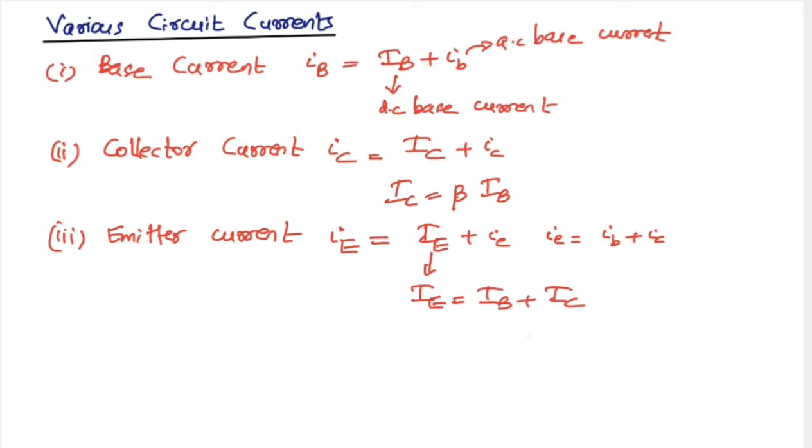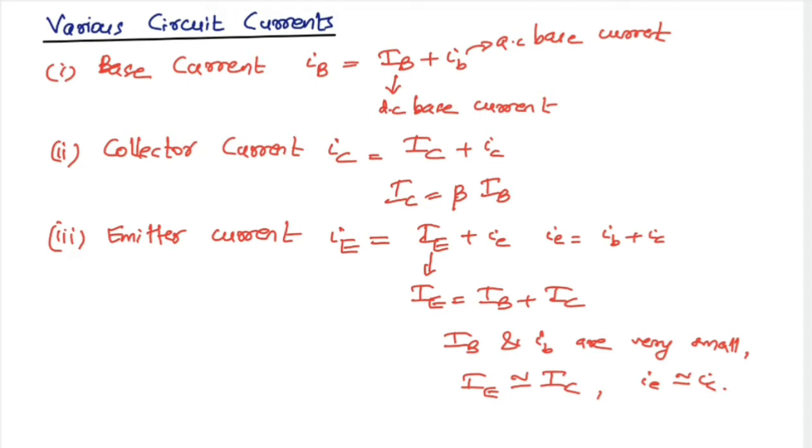Since IB and small ib are very small, we can neglect the contribution of the base current. So we can say that IE is approximately equal to IC. Similarly, small ie is approximately equal to small ic. So these are the circuit currents.